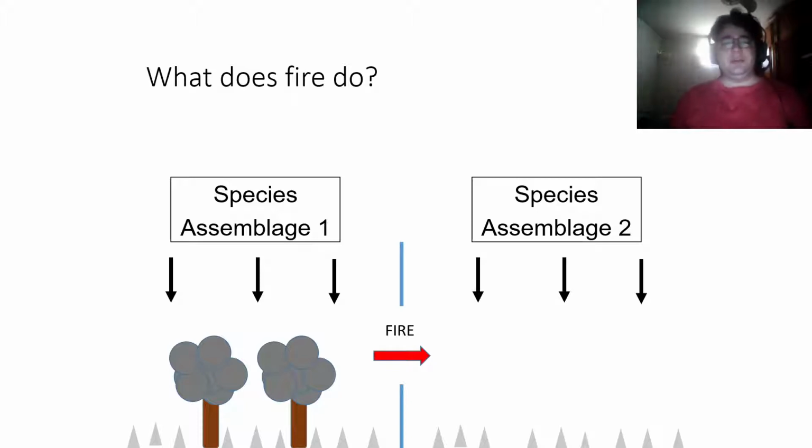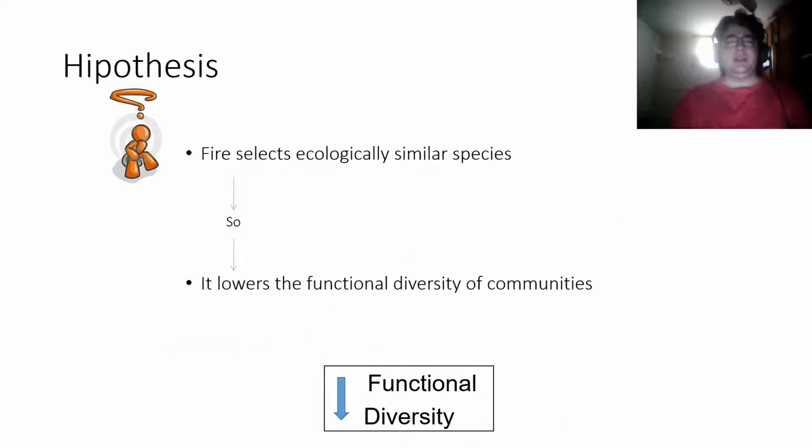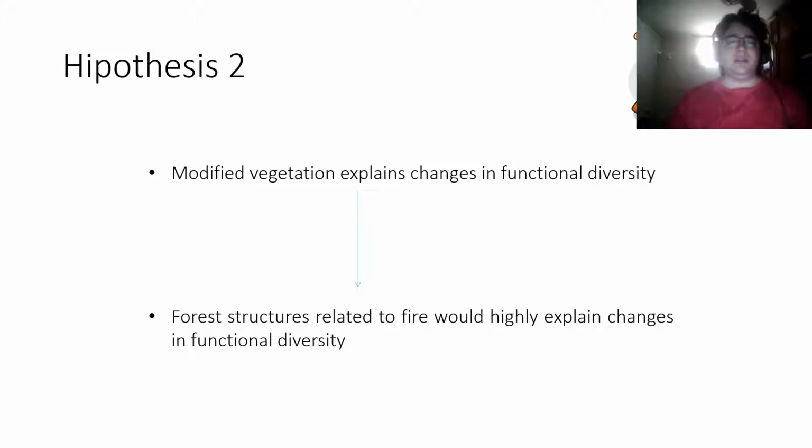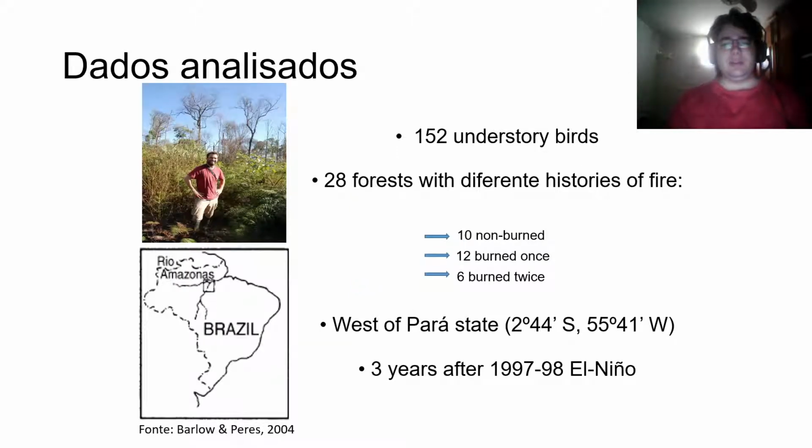But what does fire do? In our first hypothesis, fire would simplify the habitat characteristics, and would make functional diversity decrease. So our hypothesis was that fire selects ecologically similar species, so it lowers the functional diversity of communities. And also, we thought that modified vegetation explains changes in functional diversity, and forest structures related to fire would highly explain changes in functional diversity. We use a model selection for that.